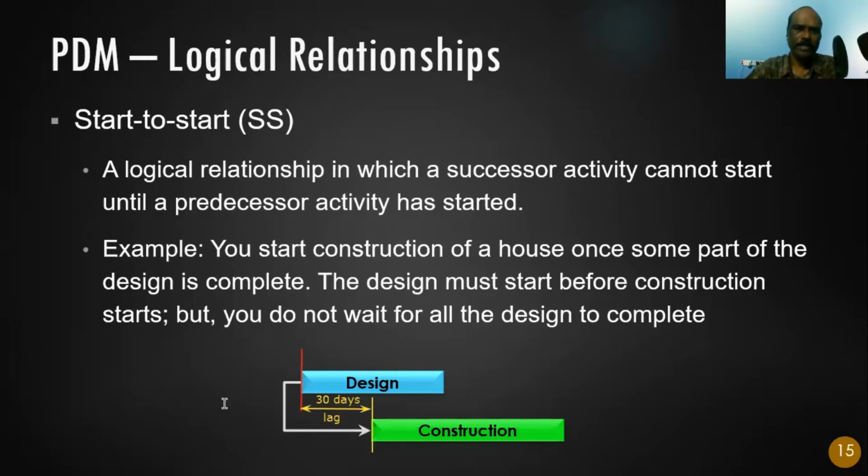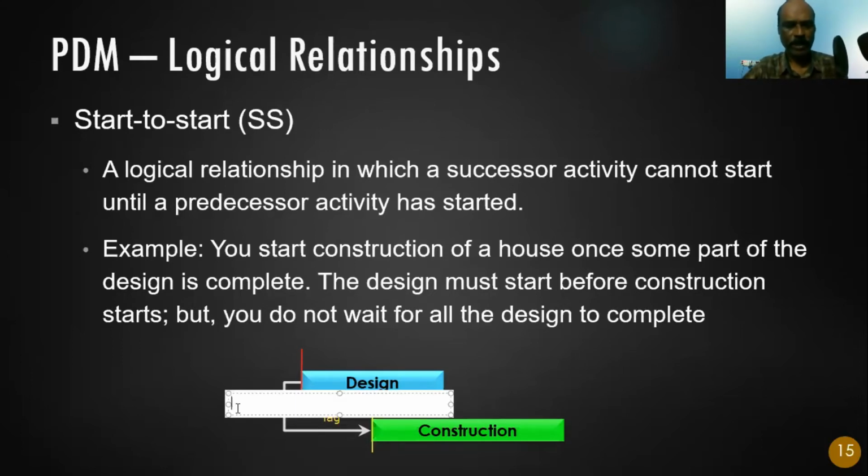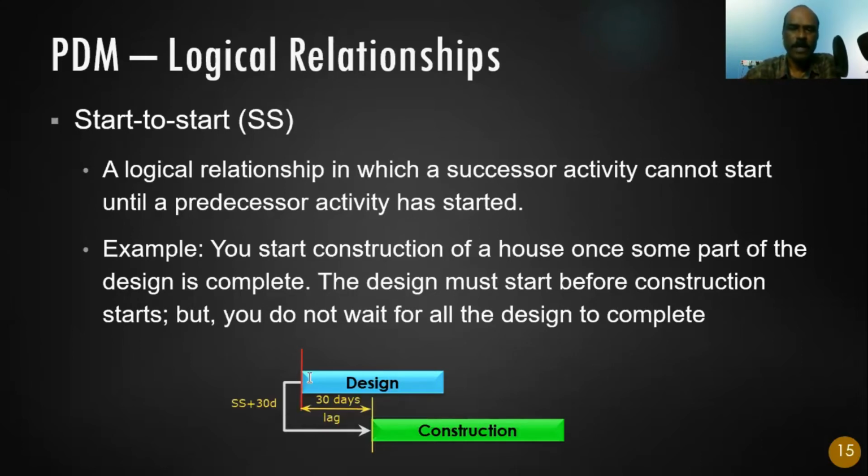Now, how do I write this relationship? In a software, I need to write this relationship. We write it as start to start plus 30 days. Okay? Start to start plus 30 days. Start to start means exactly at this point. But we are not starting exactly at this point. We are delaying it by 30 days. So that's why it's called start to start plus 30 days for the construction. So this is called the start to start relationship.